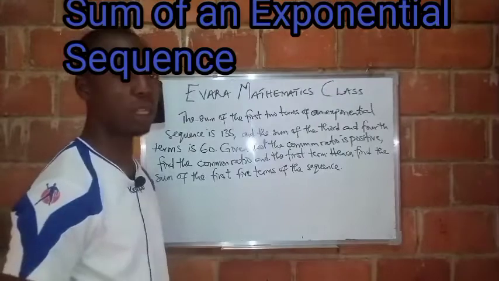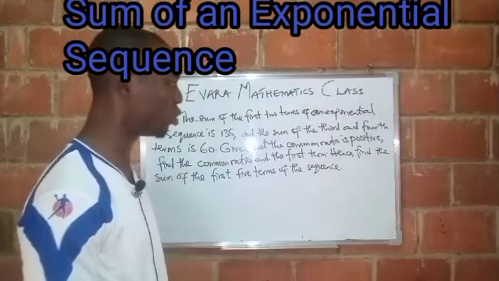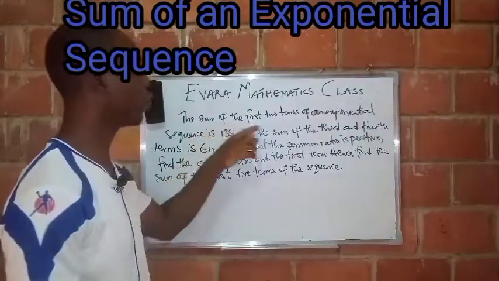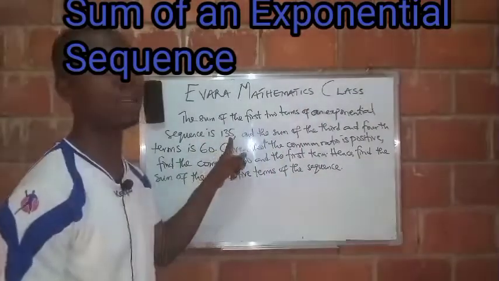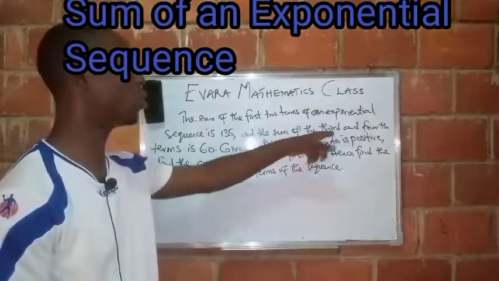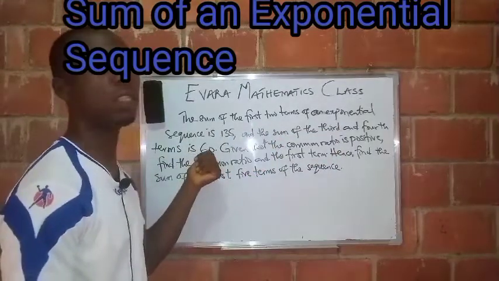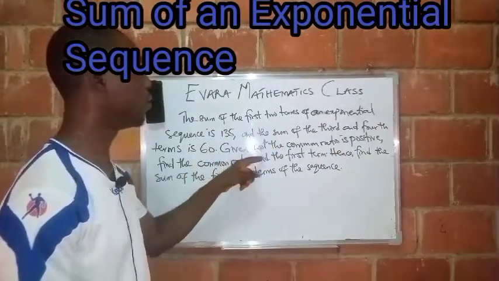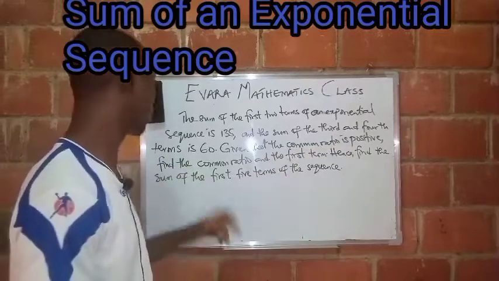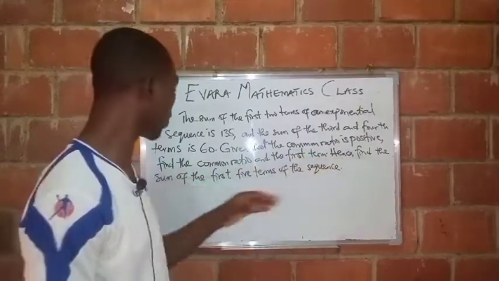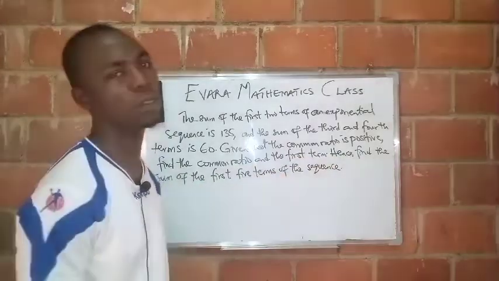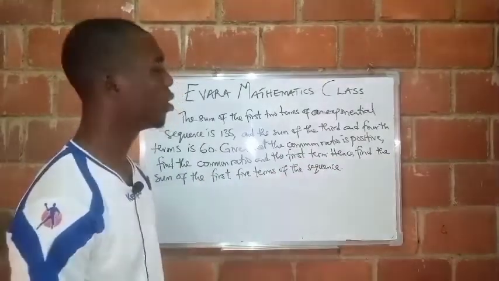We have another question on exponential equation. The sum of the first two terms of an exponential sequence is 135, and the sum of the third and fourth terms is 60. Given that the common ratio is positive, find the common ratio and the first term. Hence, find the sum of the first 5 terms of the sequence.